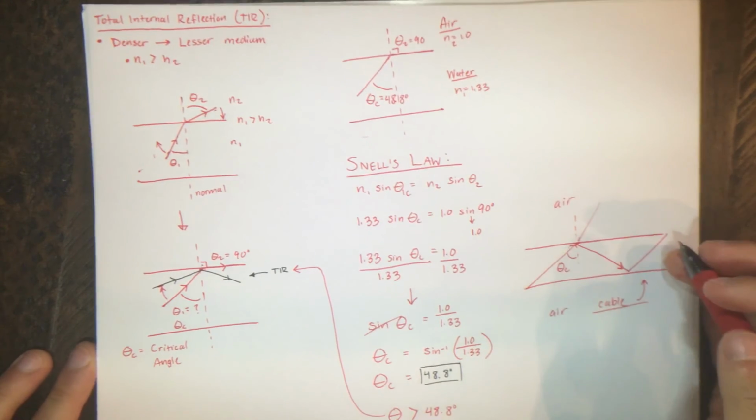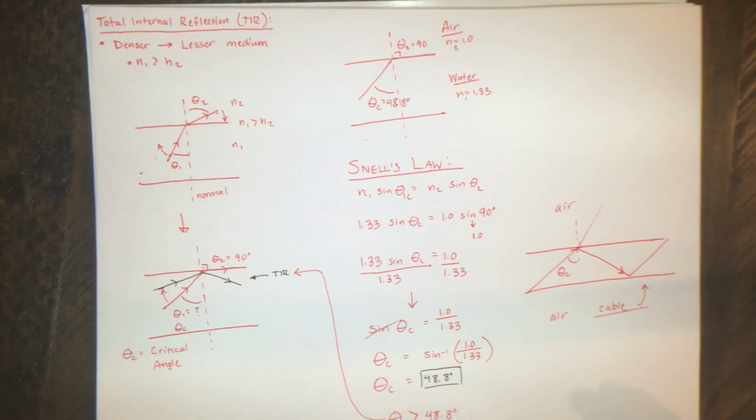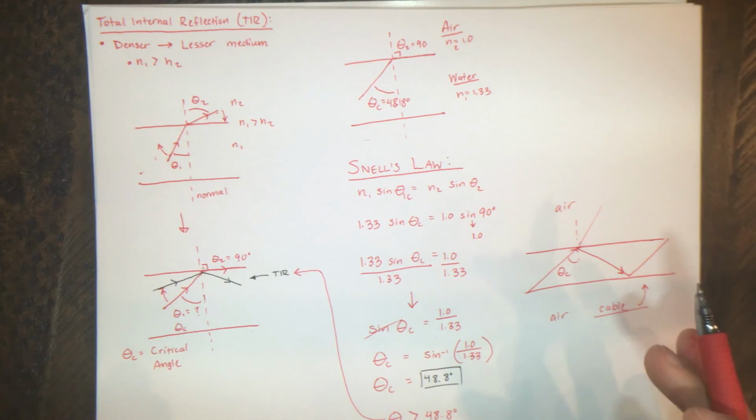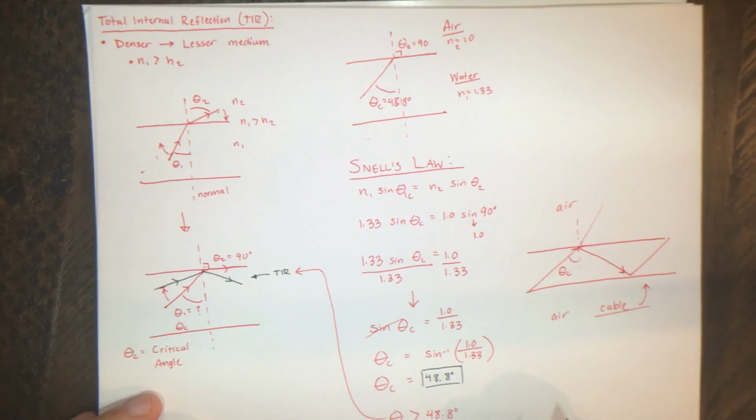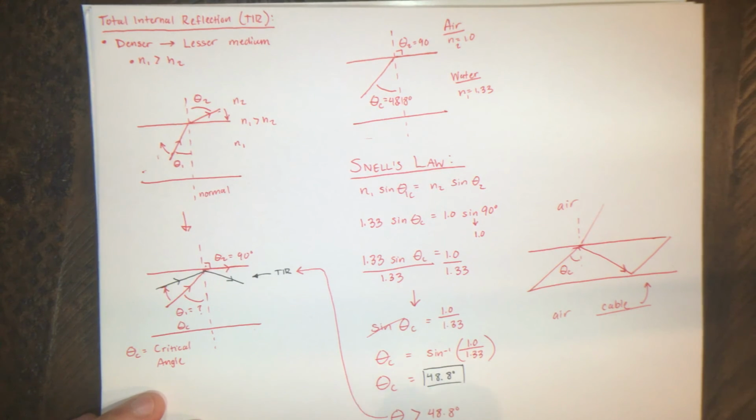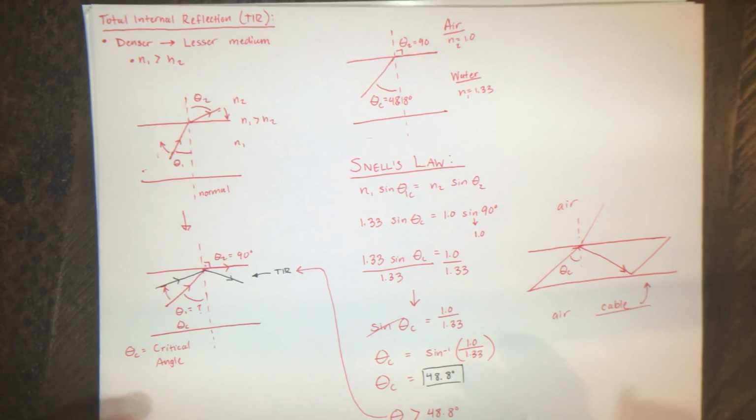And that's how it's commonly used in telecommunications, and that's where this concept comes from: anything greater than this critical angle, and in the situation that we just did, anything greater than 48.8, becomes internally reflected, where the light simply bounces off within whichever medium it started in.